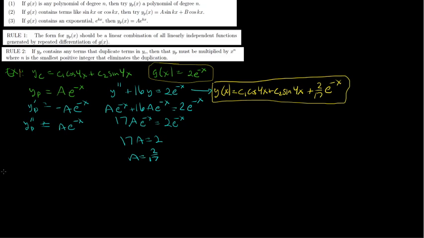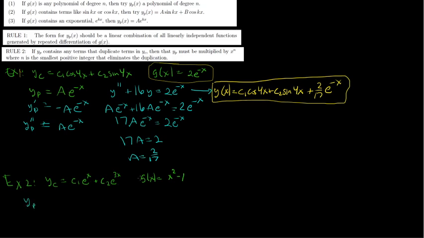So let's see. So example 2. All right, so now let's just suppose the complementary solution is just c1 e to the x plus c2 e to the 3x. And suppose g of x is just, well, we could just do x squared minus 1. Okay, so what is yp? What is our particular solution here?